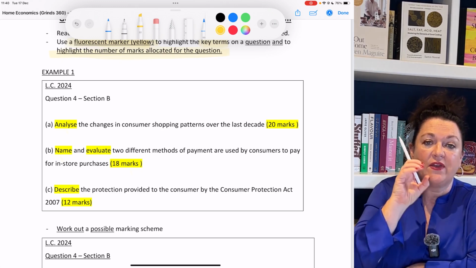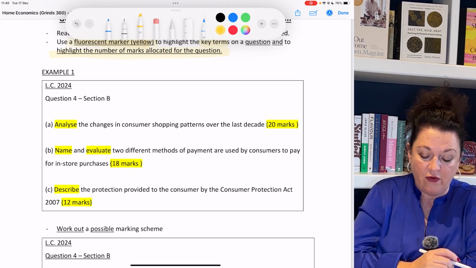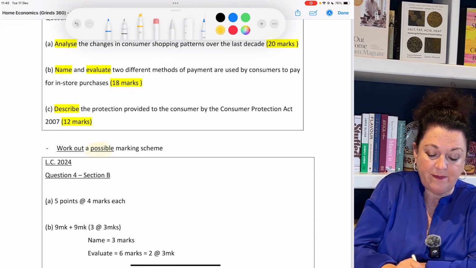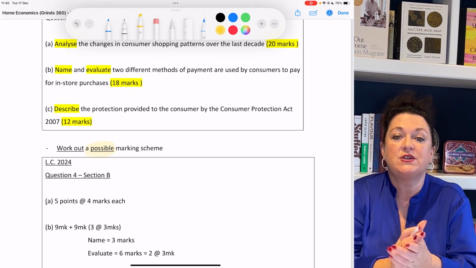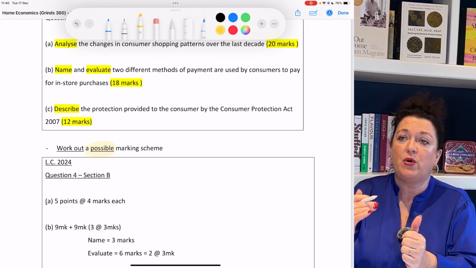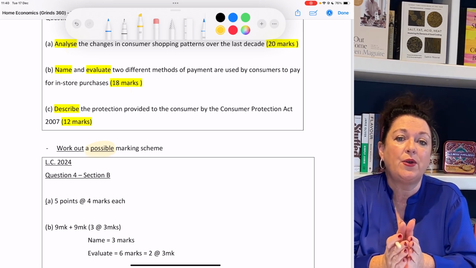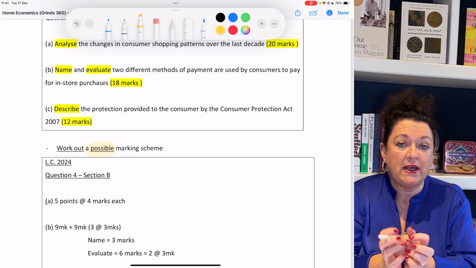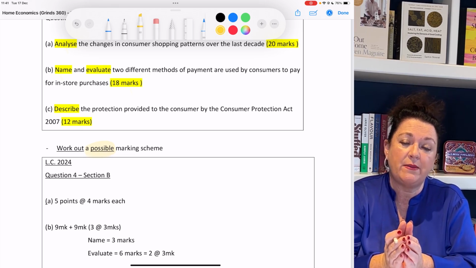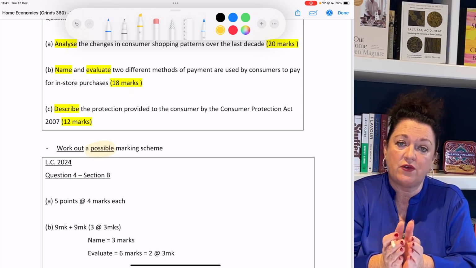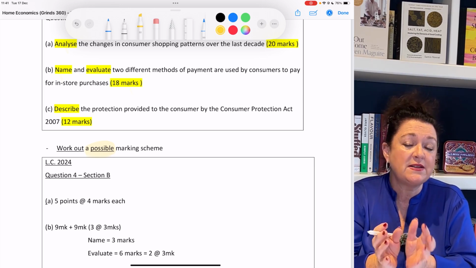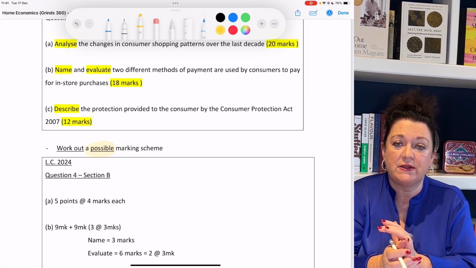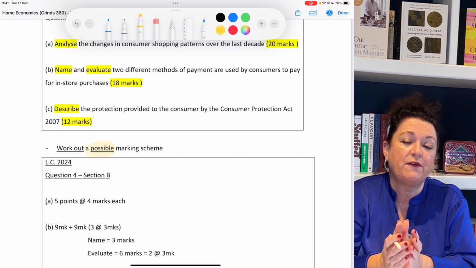Now when you've highlighted the key term and the number of marks, you will then try and work out a possible marking scheme. Now I'm emphasising possible because we can't guarantee that the number of points that we have chosen are exactly the number of points required by the official marking scheme. However, I keep saying to you in our pre-recorded classes, always err on the side of caution. So in the event, unless they say otherwise, if I see 20 marks, I will always give 5 points. If I see 16 marks, I'll always give 4 at 4.